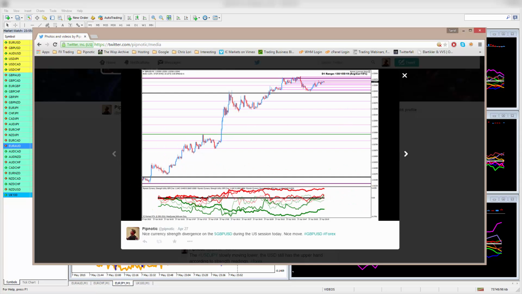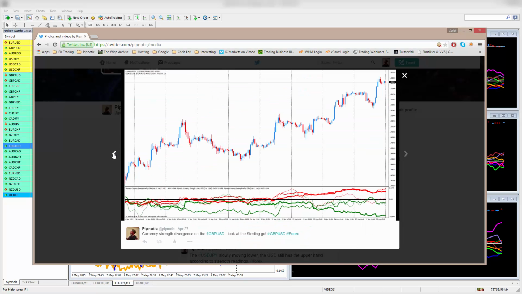Here you have something on the pound. We have the pound, which is the red, and the dollar, which is the green here. And the pound, of course, is rallying very strongly in relation to the American dollar, which caused this push higher. And so this is what you want to look for.